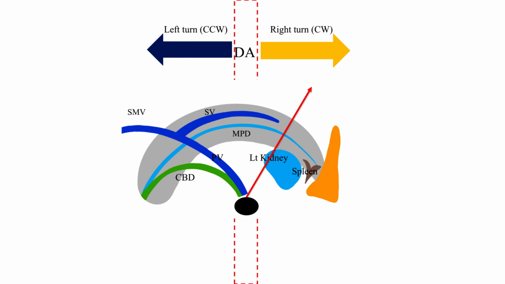From the home base, when we rotate the scope clockwise, we can visualize the pancreatic tail, the left kidney, left adrenal gland, and the spleen. In contrast, when we rotate the scope counterclockwise, we can examine the pancreatic body, neck, and head, as well as the portal vein, superior mesenteric vein, and the biliary system.